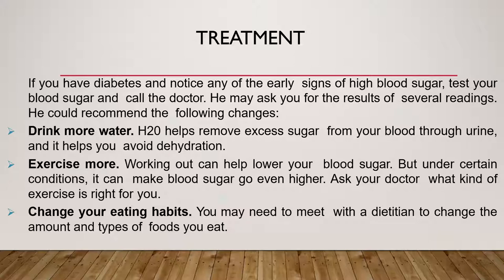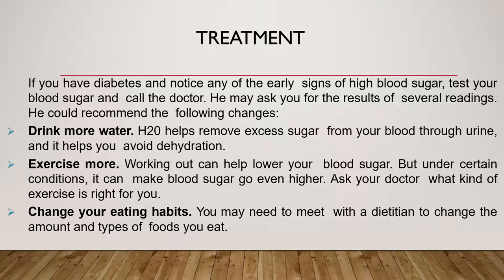Now what is the treatment? If you have diabetes and notice any one of the early signs of high blood sugar, test your blood sugar and call the doctor. He may ask you for the results of several readings. He could recommend the following changes. Drink more water, that is H2O, which helps to remove excess sugar from your blood through urine and helps you avoid dehydration. Exercise more. Working out can help lower your blood sugar, but under certain conditions, it can make blood sugar go even higher. Ask your doctor what kind of exercise is right for you.